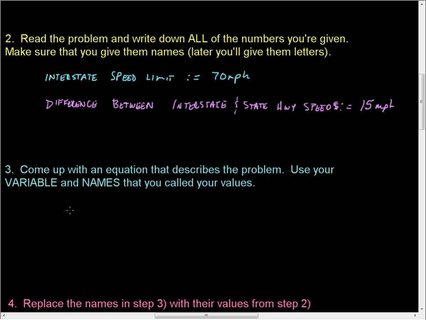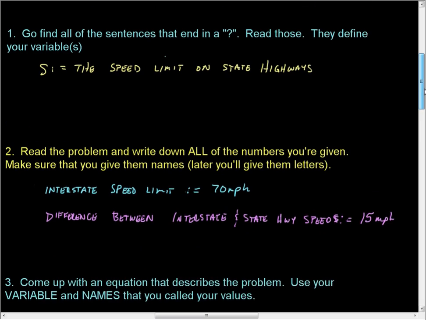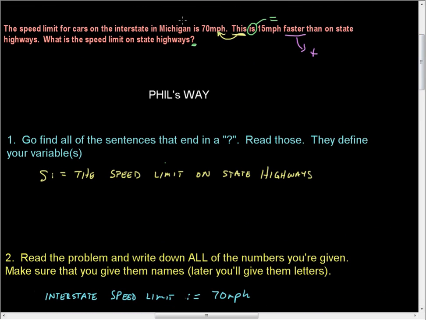As we look back, we have S, we have the interstate speed limit, and then we have the difference between them. Now as we look back at this problem, there are keywords in here. This was one of them, this is another, and faster is another one. It also, on state highways, kind of tells you what it's going to do. So we define this as 70 miles an hour.